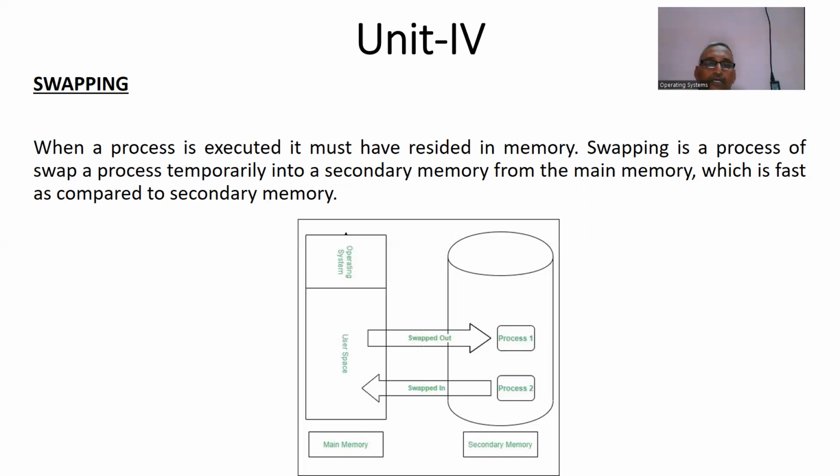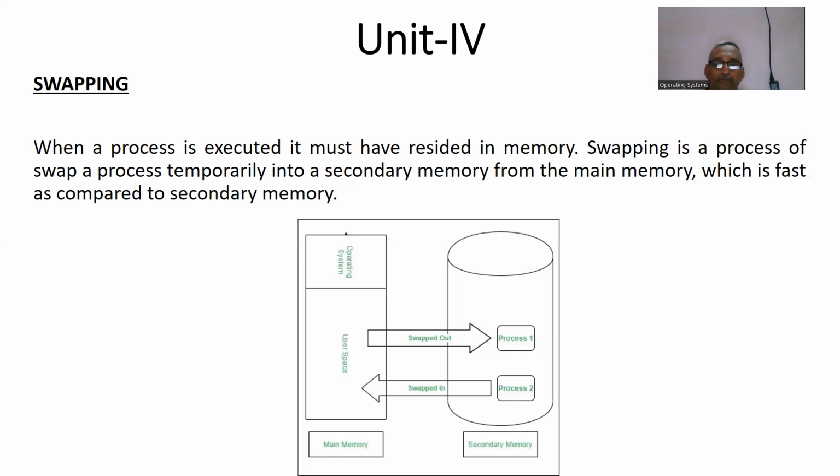Here is the diagram of swapping. It shows the operating system, user space, process one swapped out and process two swapped in, between main memory and secondary memory, which is the backing storage.